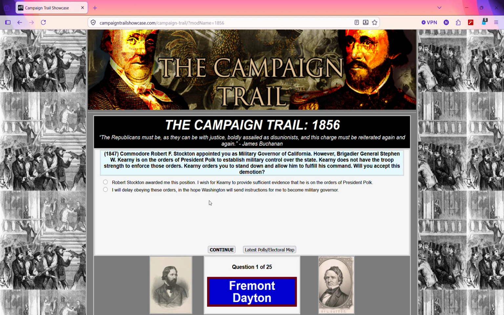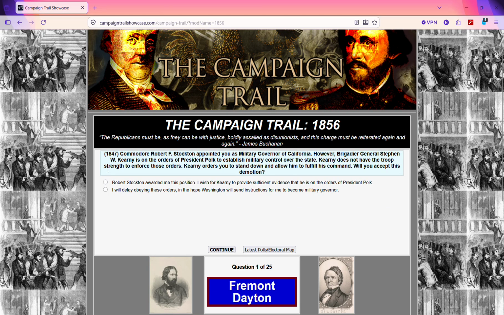Let's get started. Commodore Robert F. Stockton appointed you as military governor of California. However, Brigadier General Stephen W. Kearny, what a name, is on the orders of President Polk to establish military control over the state. So, this is 1847, about 9 years before this election actually takes place.